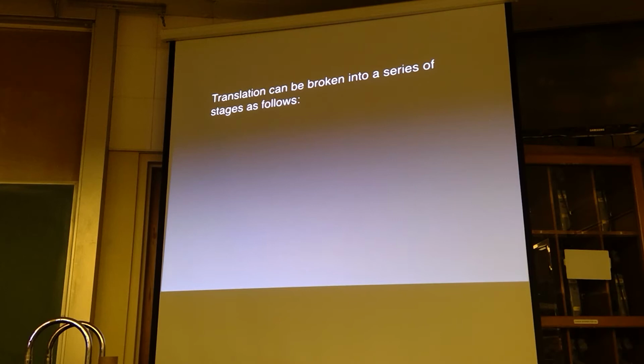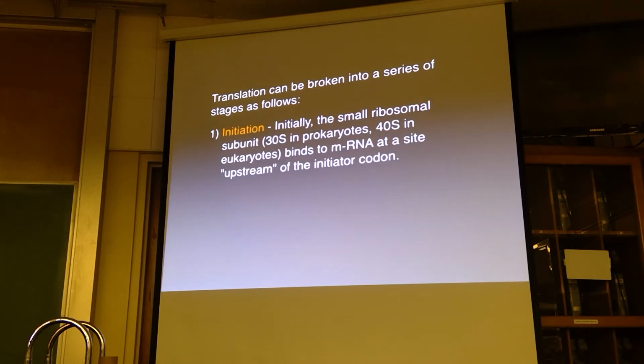Now translation is broken into a series of steps or stages. This is true for replication and transcription. I don't typically test on what are the stages. You need to know what the process is in general. But in this case, the initiation of translation, because translation requires the ribosome, the first part is binding one ribosomal subunit to messenger RNA. It's the small ribosomal subunit, the 30S in prokaryotic cells, the 40S in eukaryotic cells. It has to bind to messenger RNA, and it's going to bind somewhere upstream of the start codon.